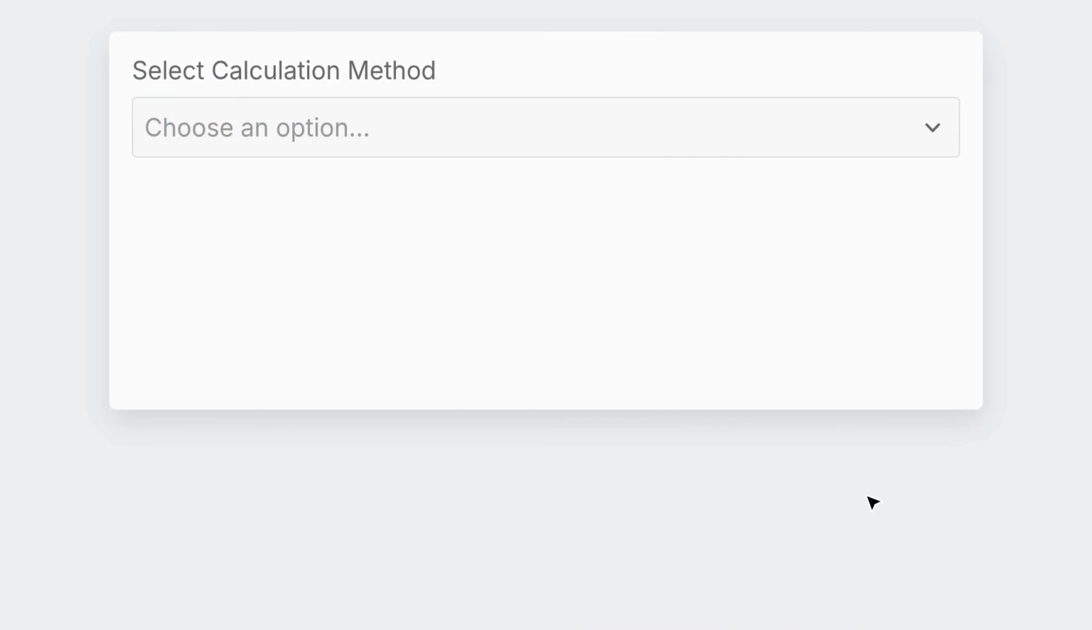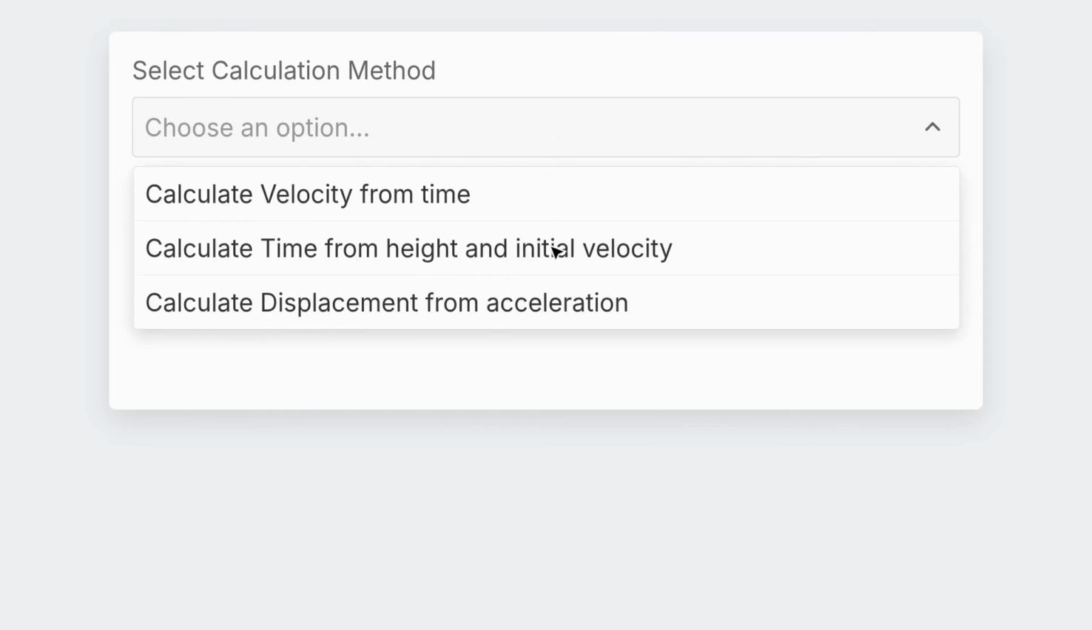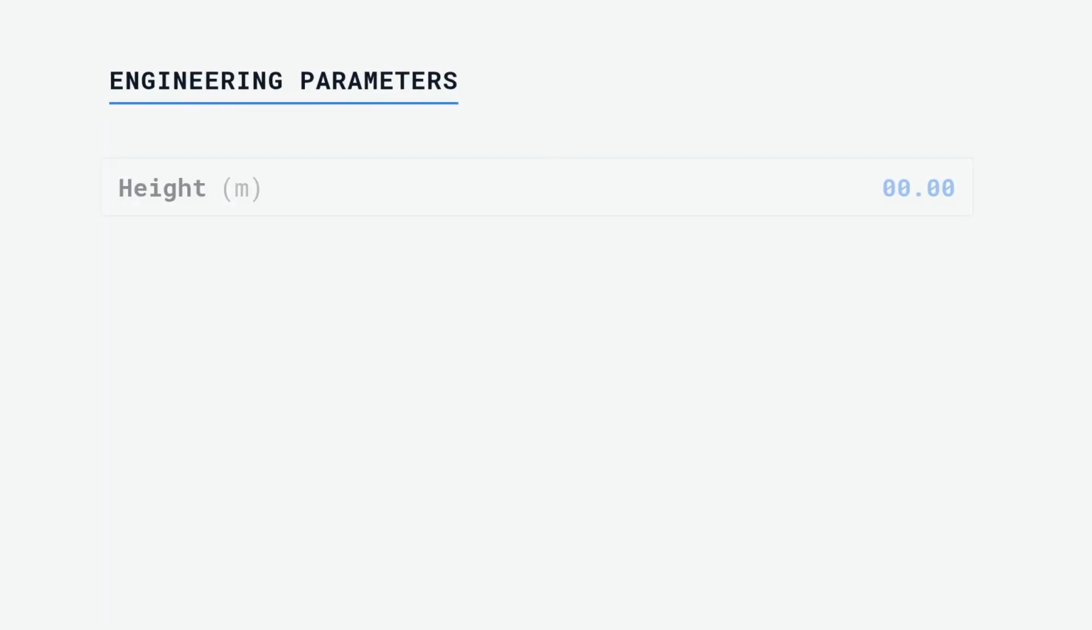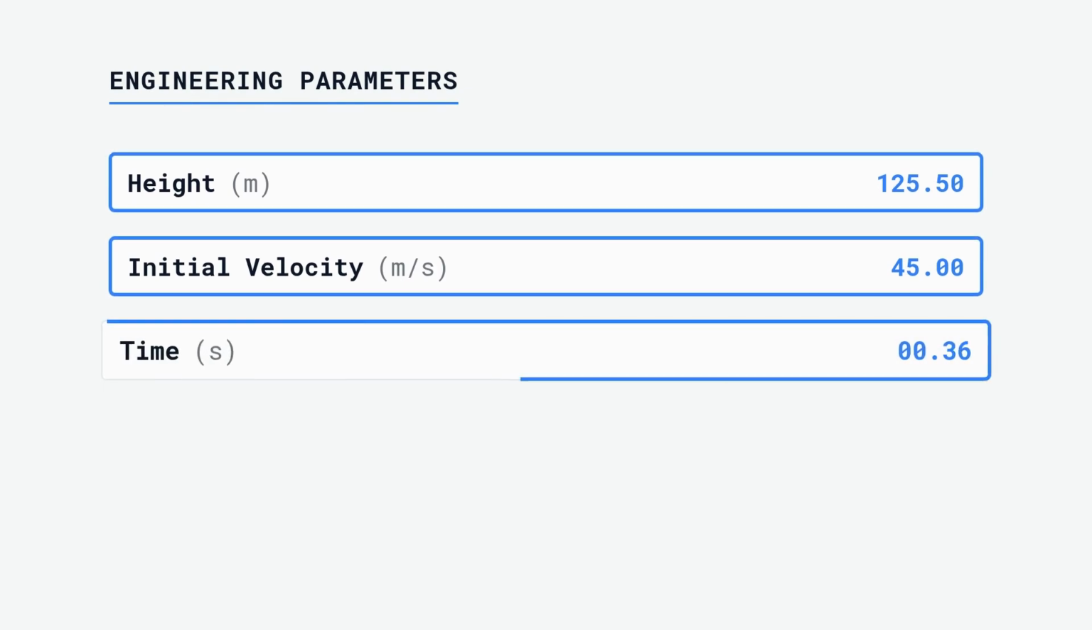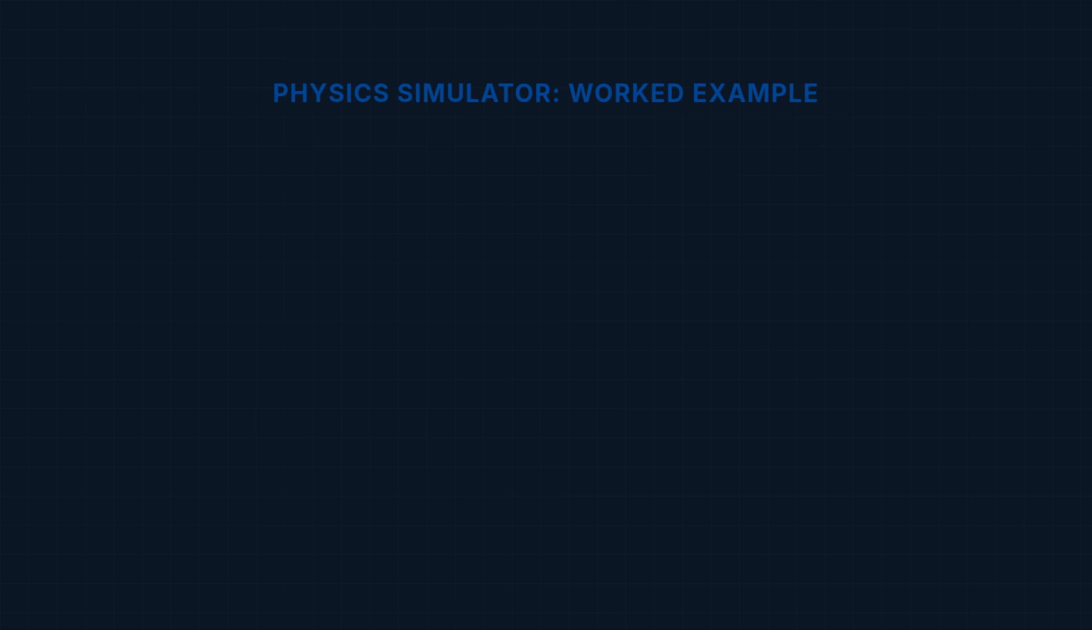For this demonstration, I'm using calculate time from height and initial velocity. Next, we enter height in meters, initial velocity in meters per second, time in seconds, and gravity in meters per second squared. Here's a worked example.